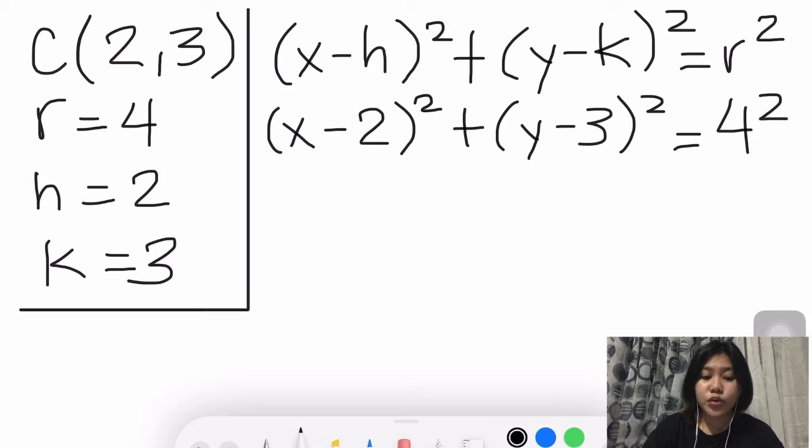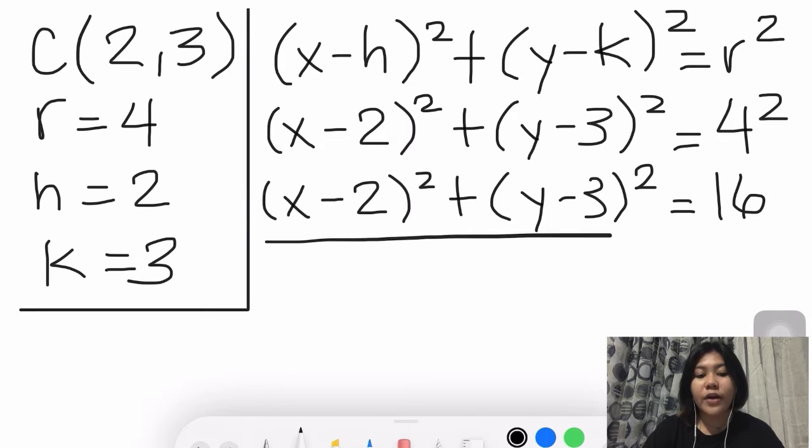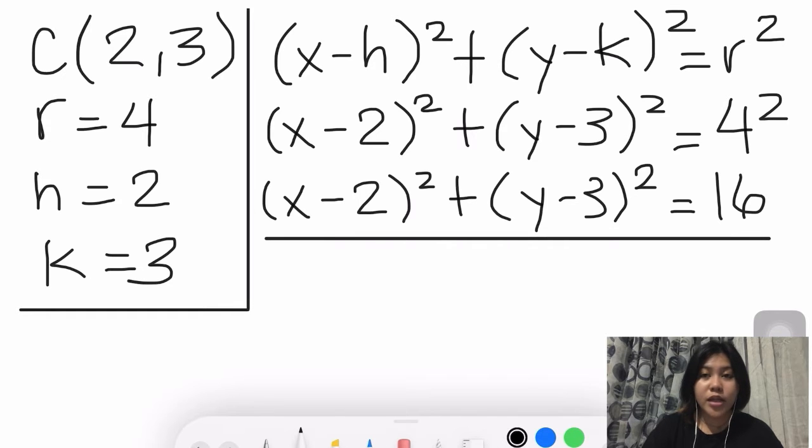For us to solve for the proper standard equation, let's perform the necessary operations. Quantity x minus 2 quantity squared plus quantity y minus 3 quantity squared equal to 16. 4 squared is equal to 16. Now we have the standard equation. Now let's proceed to its general equation.